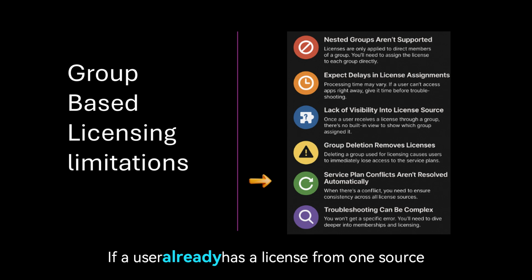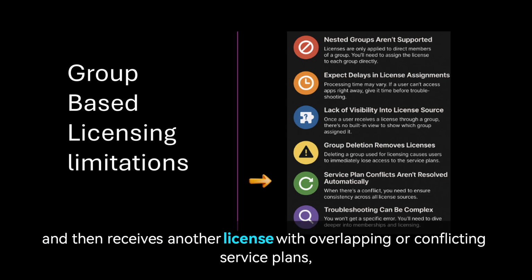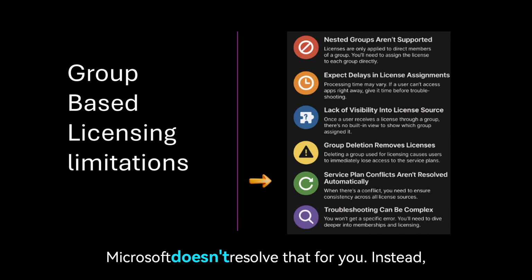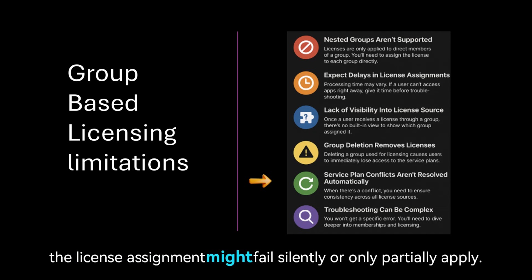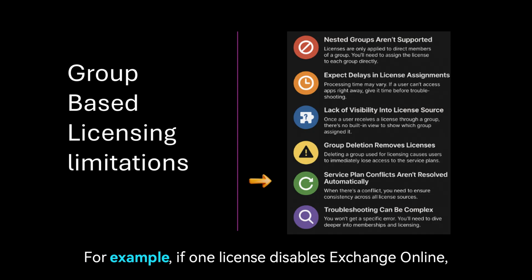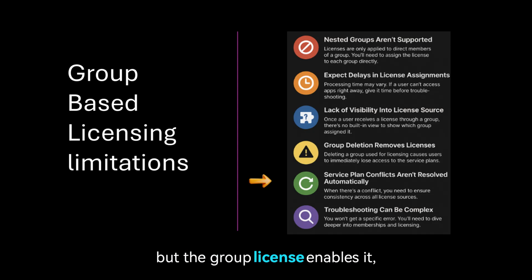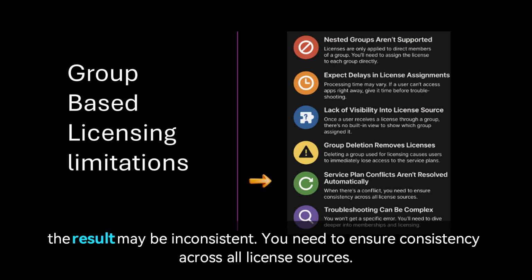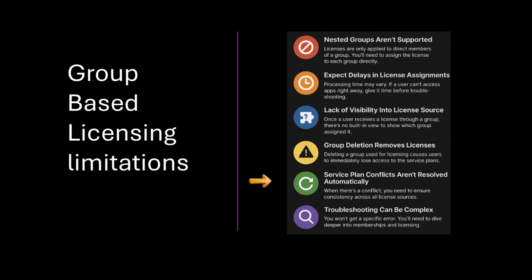If a user already has a license from one source and then receives another license with overlapping or conflicting service plans, Microsoft doesn't resolve that for you. Instead, the license assignment might fail silently or only partially apply. For example, if one license disables Exchange Online, but the group license enables it, the result may be inconsistent. You need to ensure consistency across all license sources.